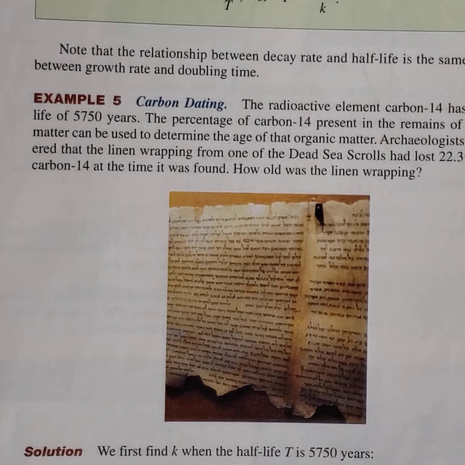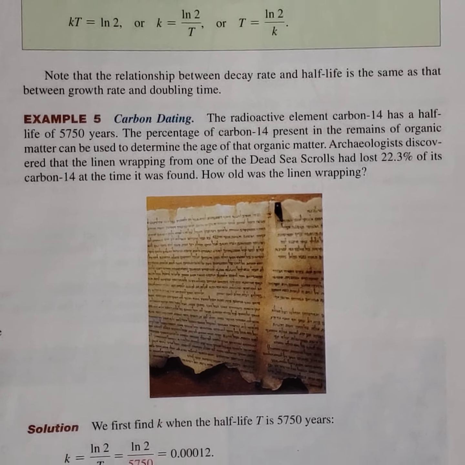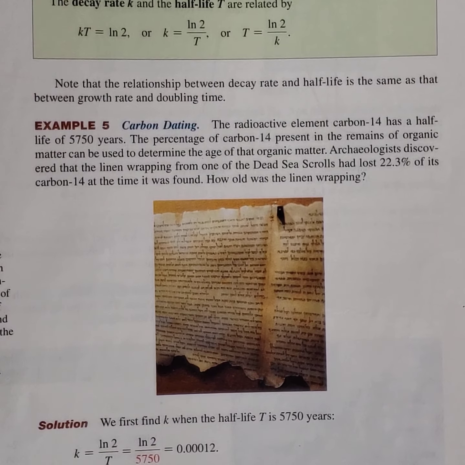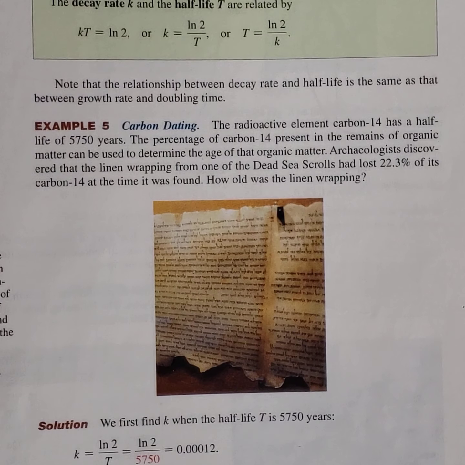Another interesting application of exponential growth and decay is carbon dating. When scientists want to know how old something is that used to be alive and isn't any longer, they look at how much of the radioactive element carbon-14 remains in it compared to how much they believe was supposed to have been contained in it at the time it was alive.